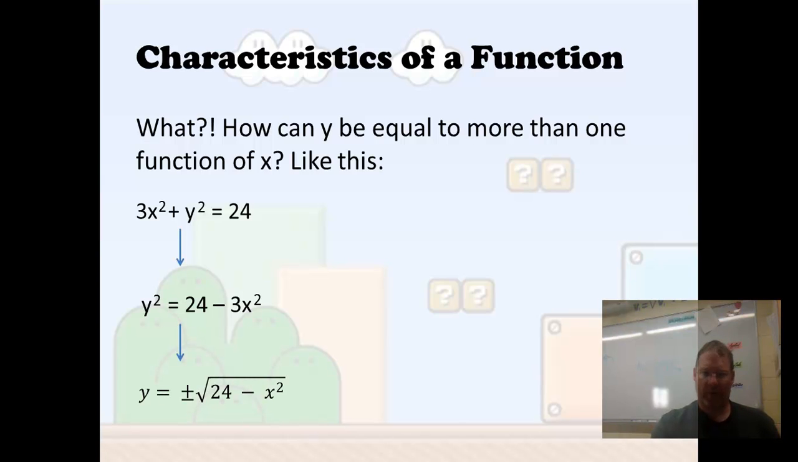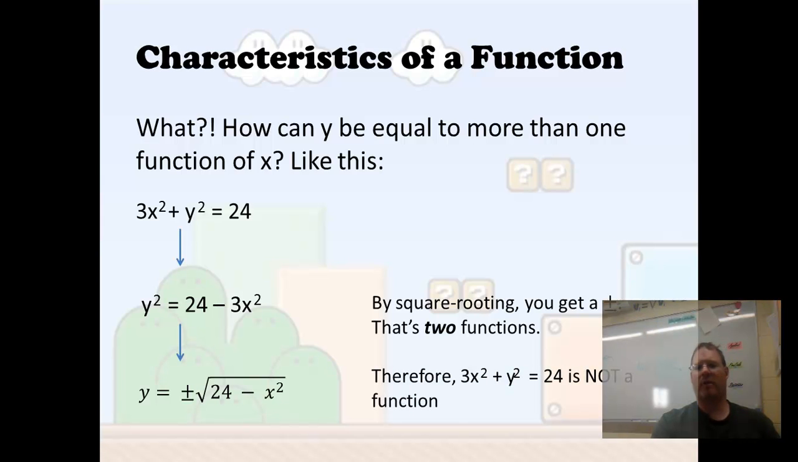However, if you remember, if I were to ask you what the square root of 9 is, the answer isn't just 3, it's plus or minus 3, because a negative 3 times a negative 3 is also positive 9. So remember, when you take a square root, you have this plus and minus value. That's two different functions. There's a positive version of it and a negative version of it. Therefore, that does not qualify as a function.